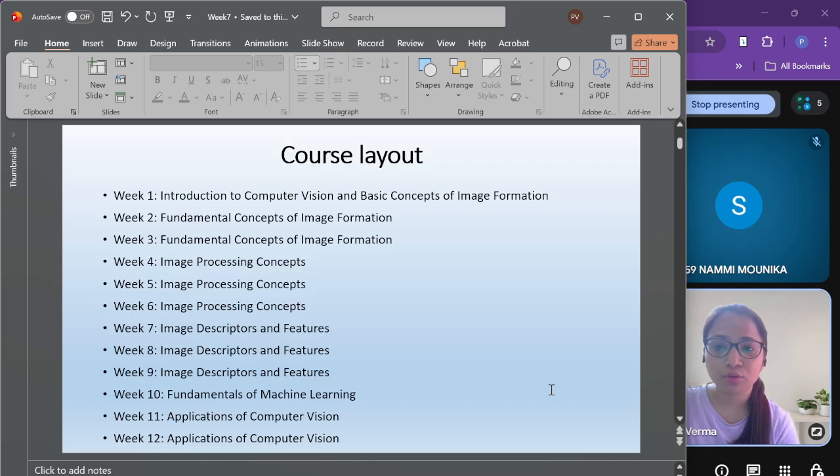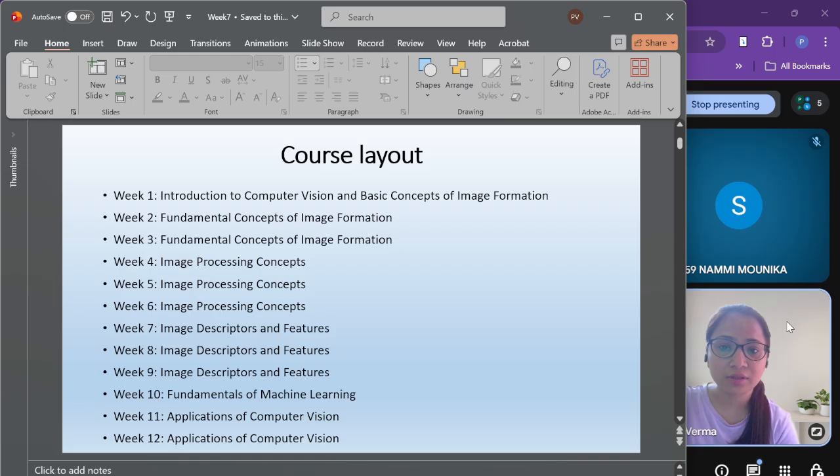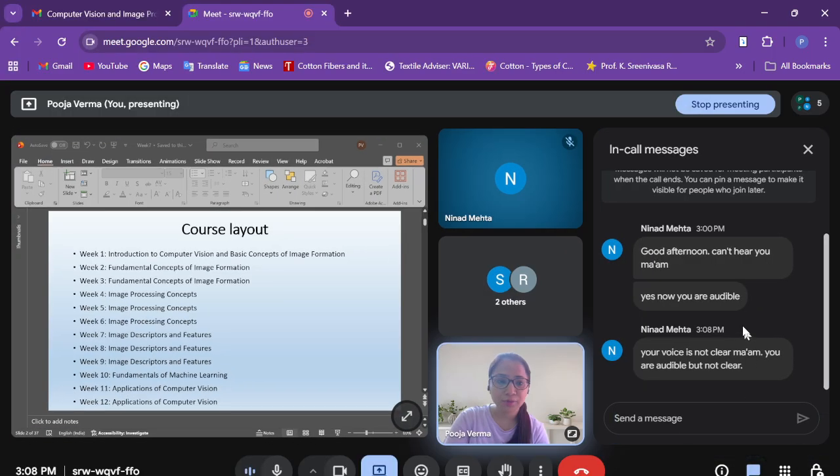So this is our course layout. For week 7, the topic covered this week is image descriptors and features. So we will solve some numerical problems based on this.